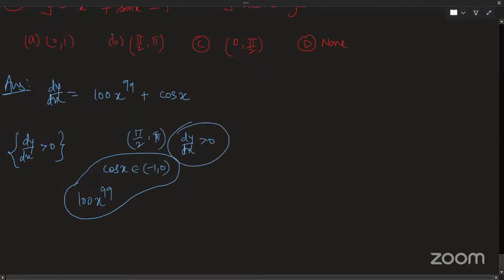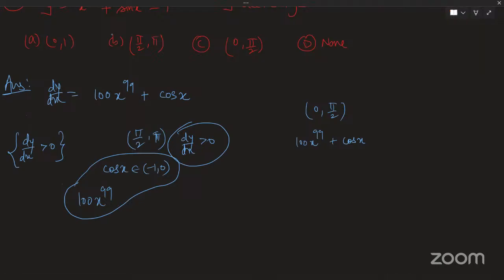Let us have a look at your third option. In your third option, you have got 0 to pi by 2. You have got 100 x raised to 99, and you have got cos x. Tell me, is your cos x positive or negative in the first quadrant? Positive, sir. Cos x is positive. What about x raised to 99, is it positive or negative? Positive only, sir. So is your overall sum positive or negative? Positive, sir. Obviously, yes, correct.